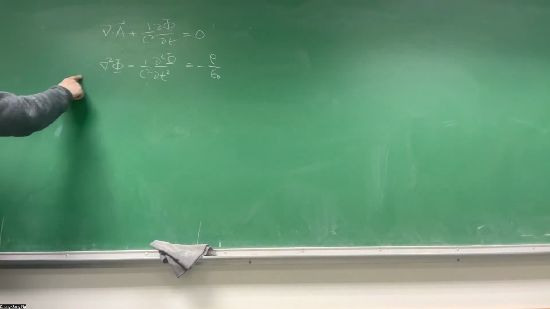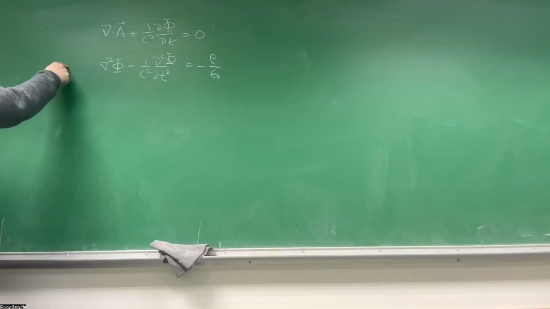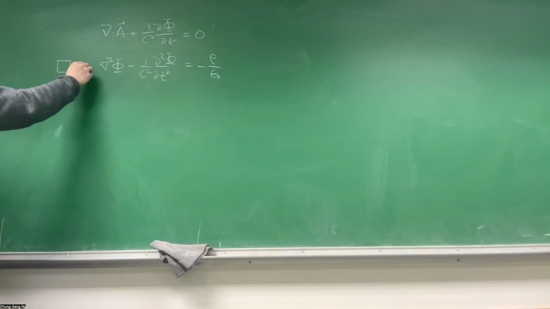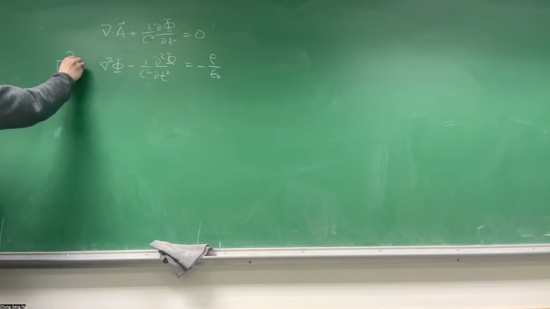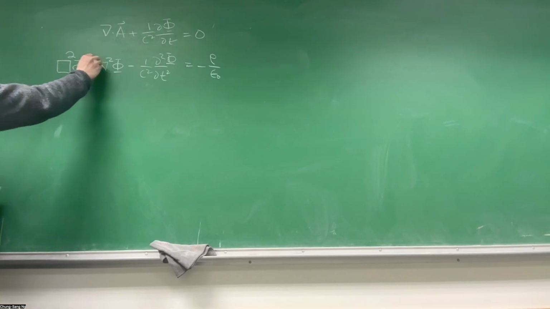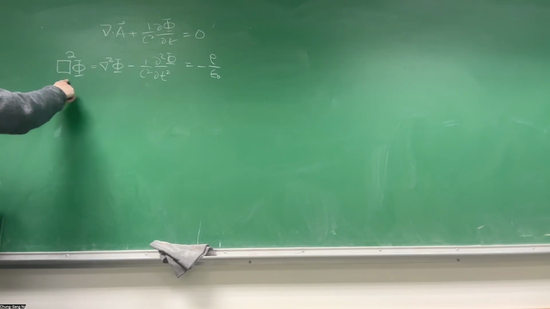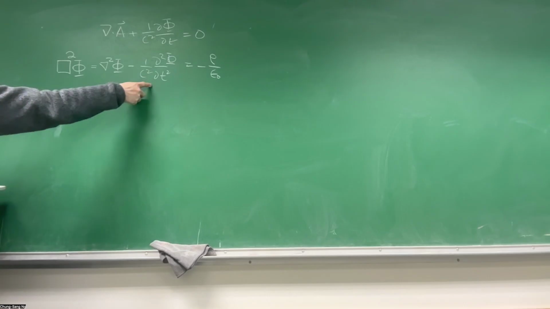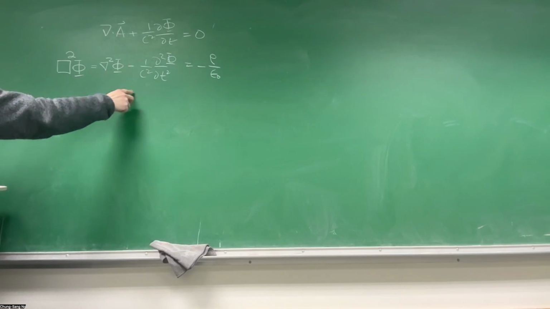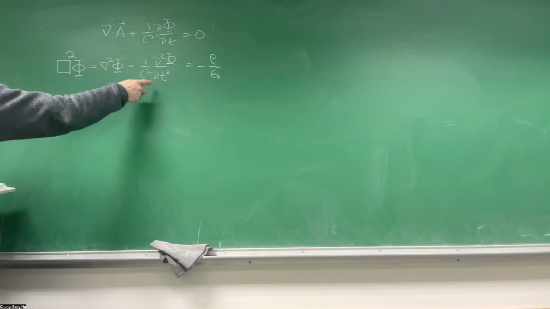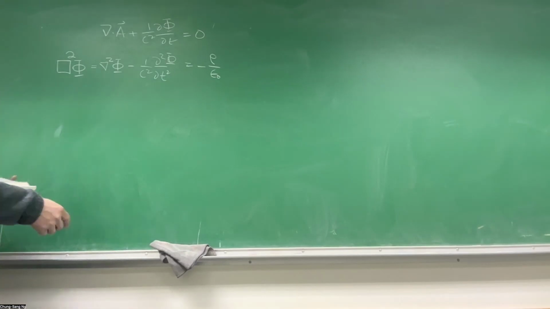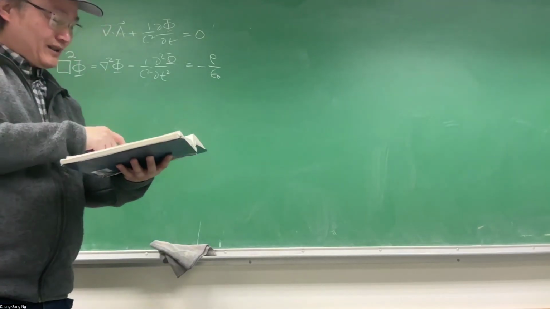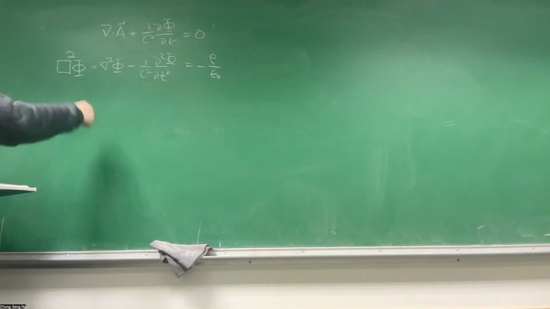Some people, especially people doing relativity, like to define other symbols, a square instead of a triangle. There's a different convention. You can reverse the two terms, so this is positive and this is negative, and sometimes you multiply by c squared. So you need to be a little careful with the square operator.